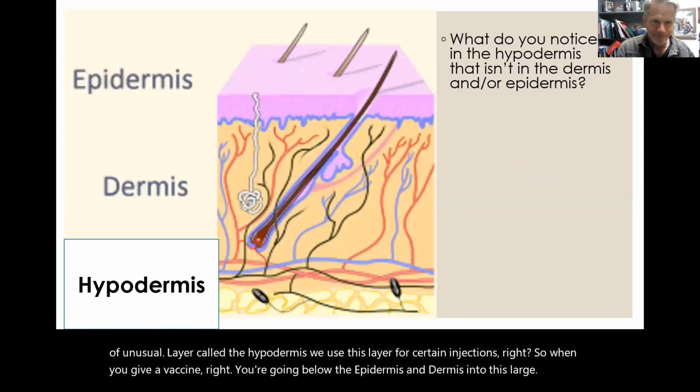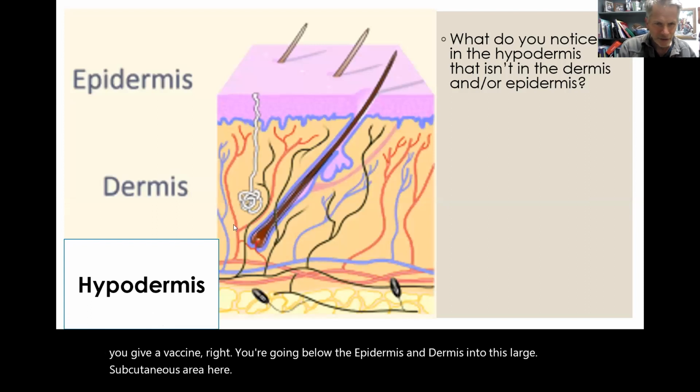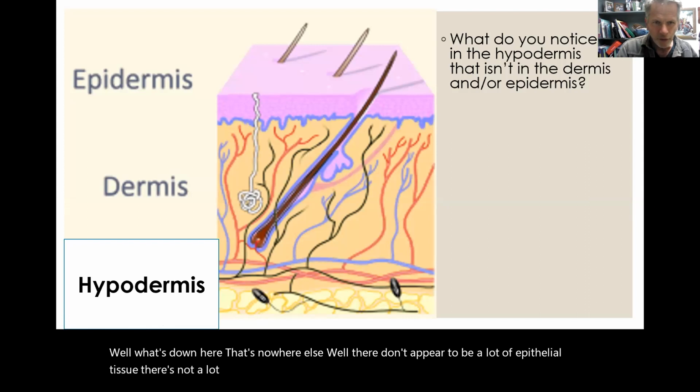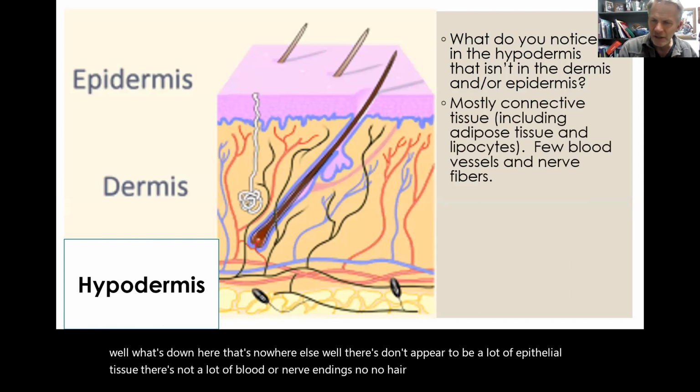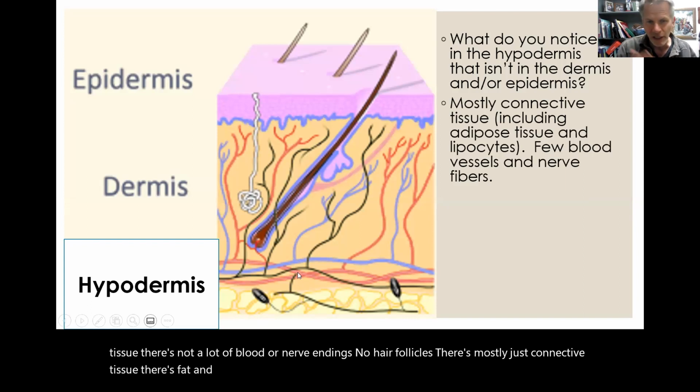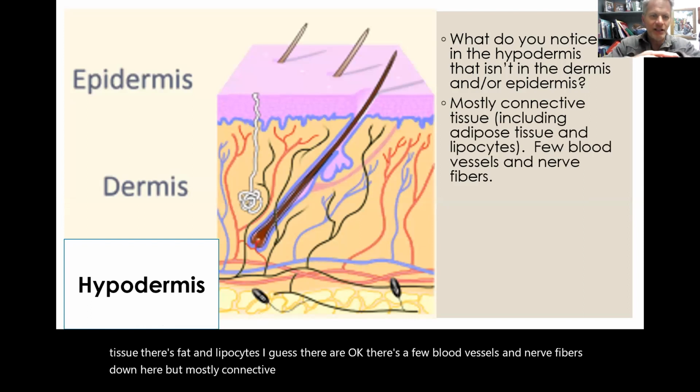Well, what's down here that's nowhere else? Well, there don't appear to be a lot of epithelial tissue. There's not a lot of blood or nerve endings, no hair follicles. There's mostly just connective tissue. There's fat and lipocytes. I guess there's a few blood vessels and nerve fibers down here, but mostly connective tissue like fat. And again, that's kind of why in dogs and cats, we can take advantage of that.